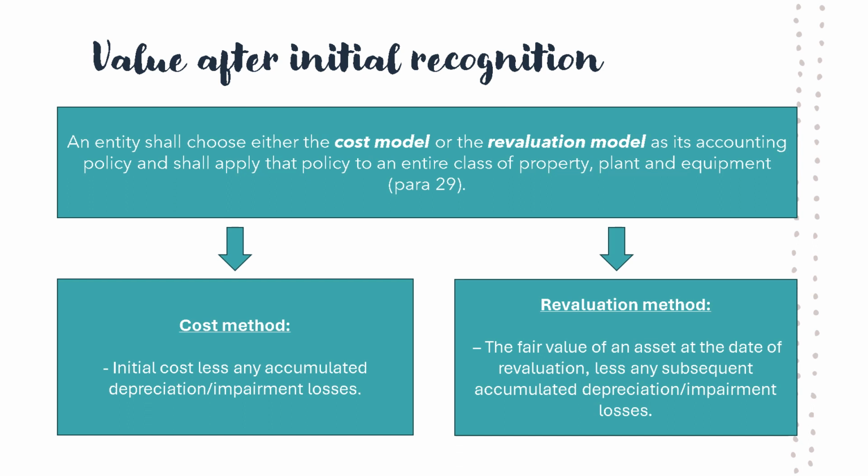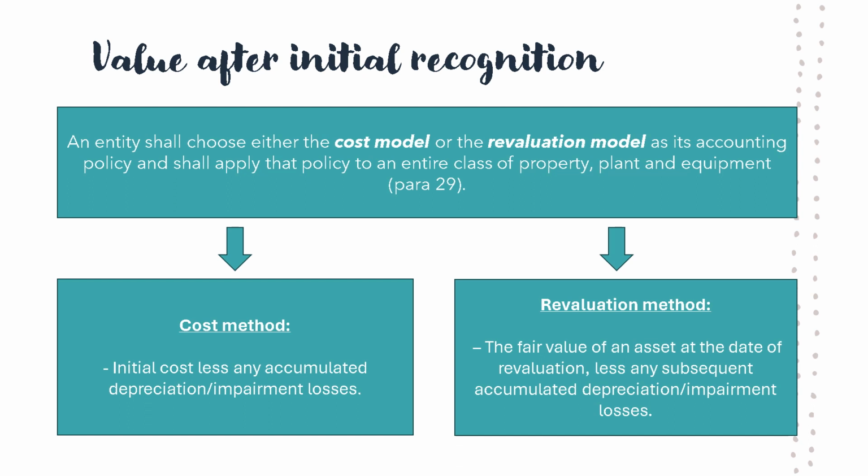Under the cost method, an asset is valued at its initial cost, less any accumulated depreciation or impairment losses. The net value of the cost less these accumulated depreciation and impairment losses is referred to as either the carrying value or the written down value of the assets.